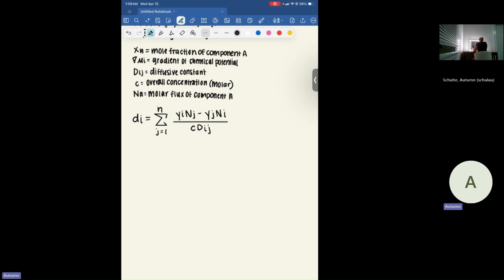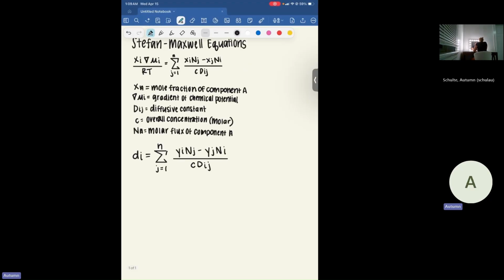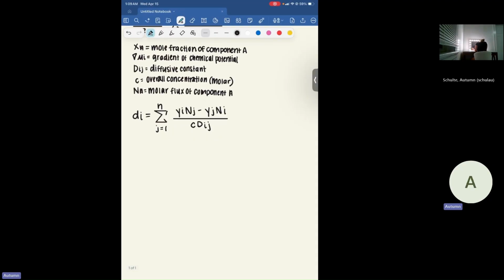Now I want to write out our other Stefan-Maxwell equation that relates component velocities. This once again has our driving force of component i on the left side, and this is equal to the summation from j equals 1 to some n of the mole fraction of component i multiplied by the mole fraction of component j multiplied by the velocity of component j minus the velocity of component i, all divided by the diffusive constant of i and j.